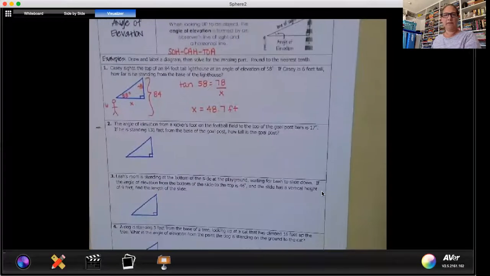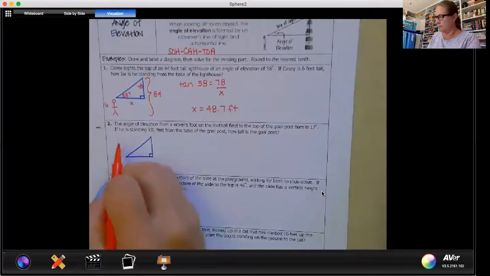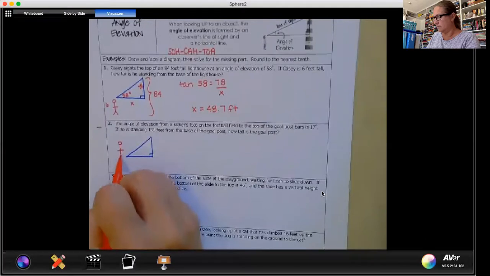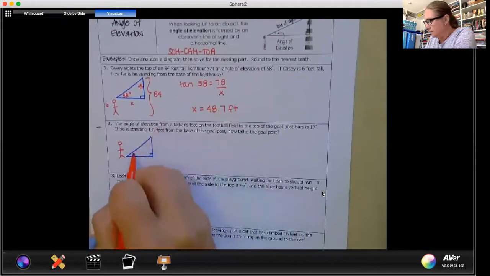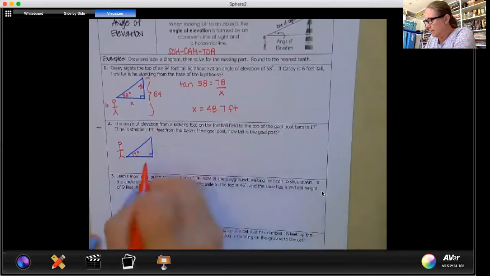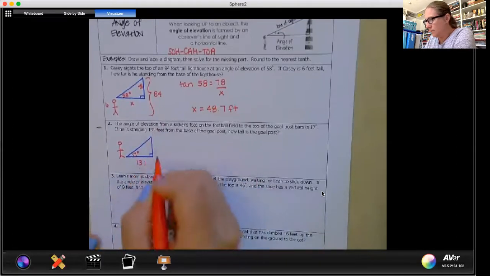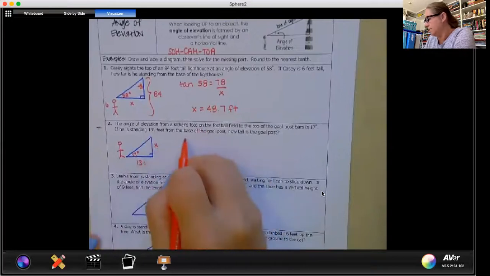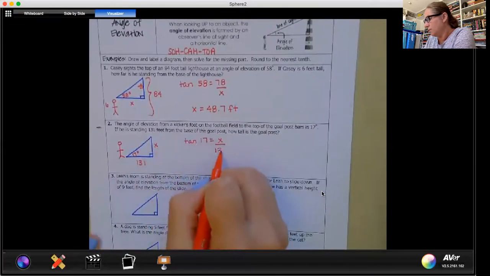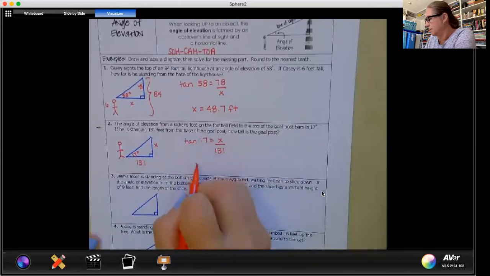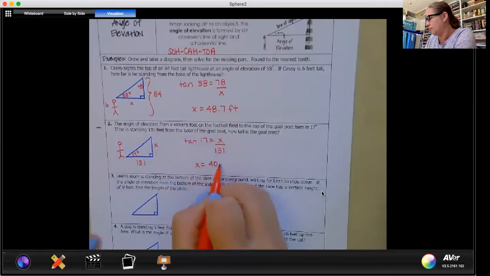The angle of elevation from a kicker's foot on the football field, so from the foot, is 17 degrees. And he's standing 131 feet from the base of the goalpost. How tall is the goalpost? So we have tangent 17 equals x over 131. This time x is on top, so you multiply 131 times tangent 17, and you get 40.1 feet.